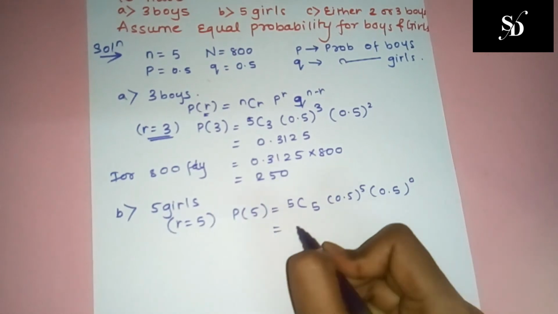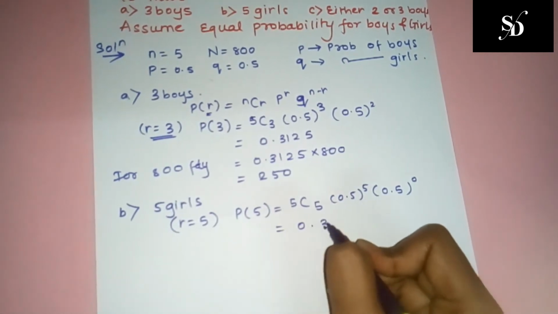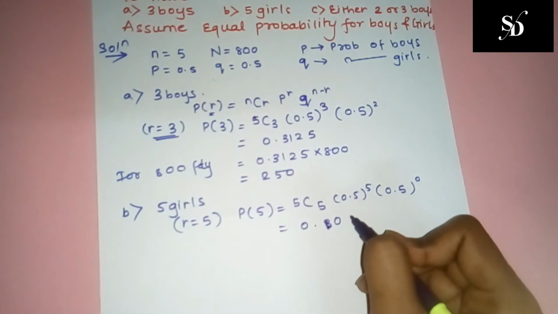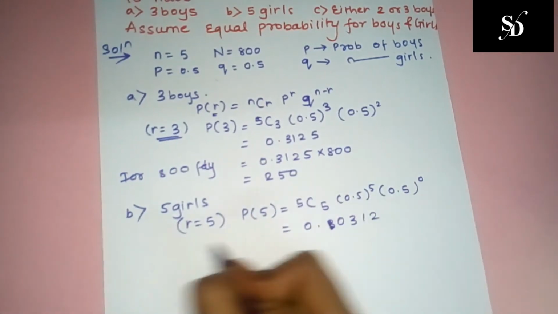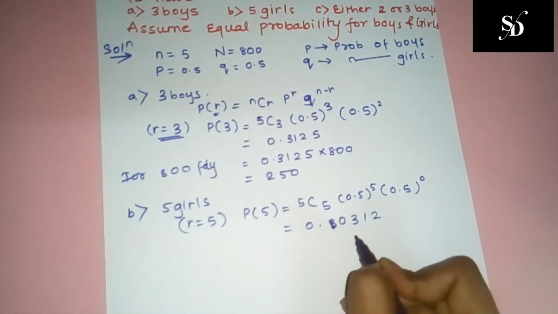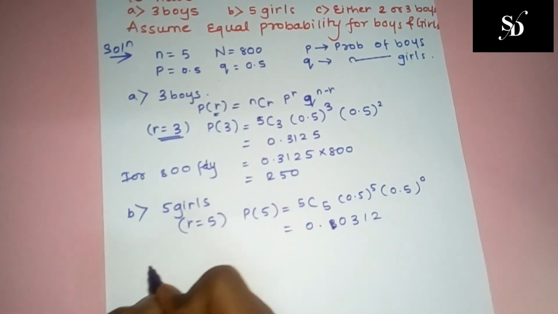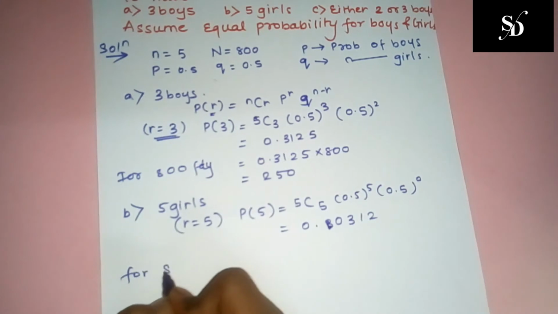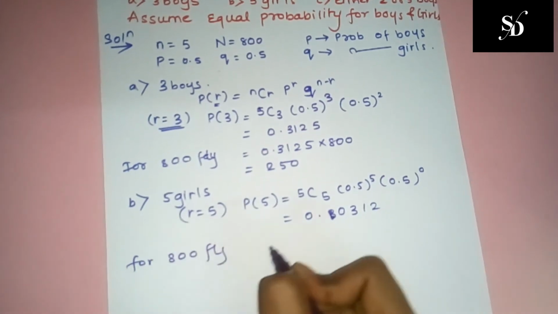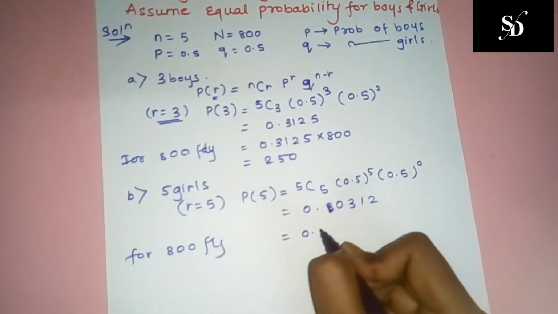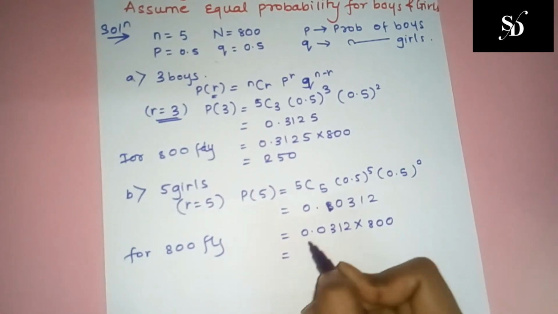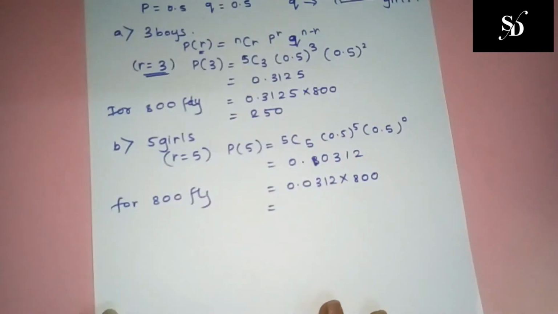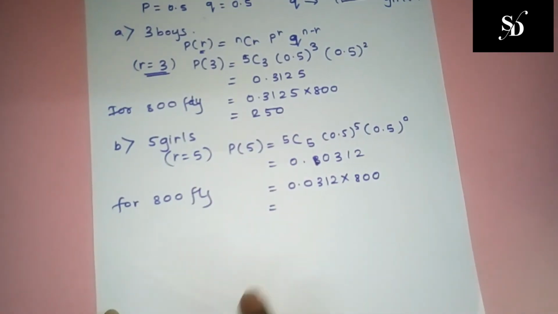Now I am writing the answer here. You can try it once in the calculator. It is 0.0312. Now this is for one particular family, and we have to find it for 800 families. That will be 0.0312 into 800. You can solve this and I leave it to you. You have to complete this.